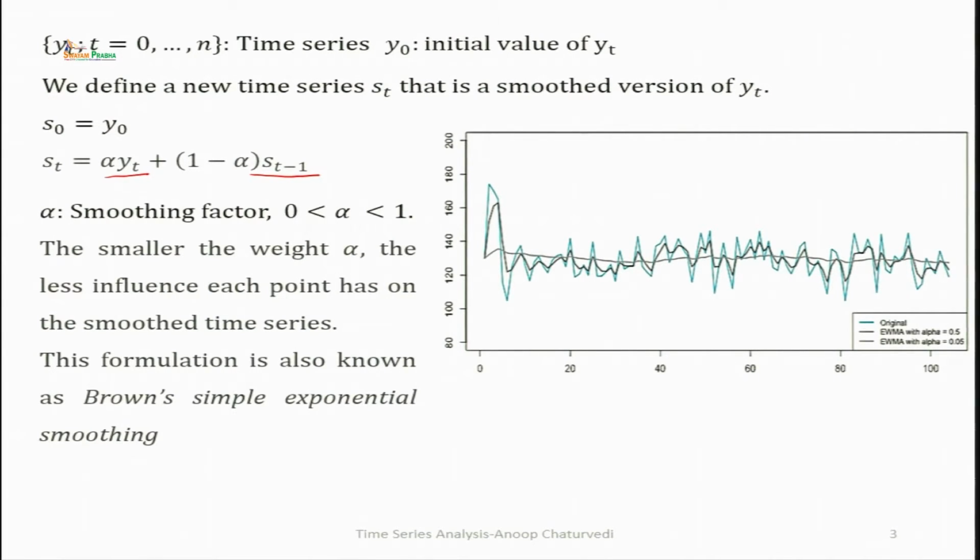So, this is actually a weighted average of the current value of the time series y t and the one period lagged value of the smoothed series. Then the smaller the weight alpha, the less influence each point has on the smoothed time series.